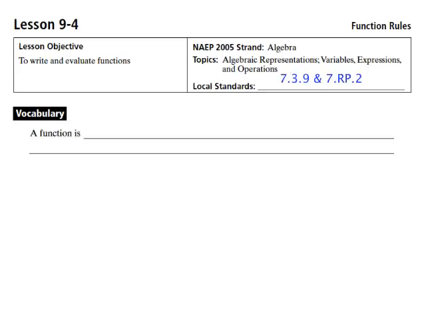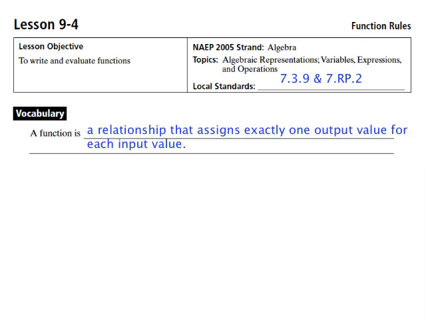What do you think? Today's lesson is function rules. We're going to write and evaluate functions. The Indiana Academic Standard is 7.3.9. The Common Core Standard is 7.RP.2. Vocabulary. A function is a relationship that assigns exactly one output value for each input value.